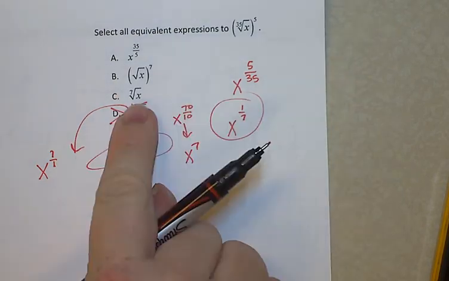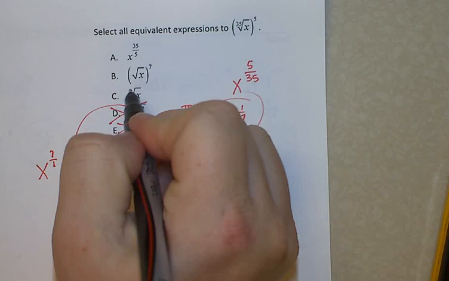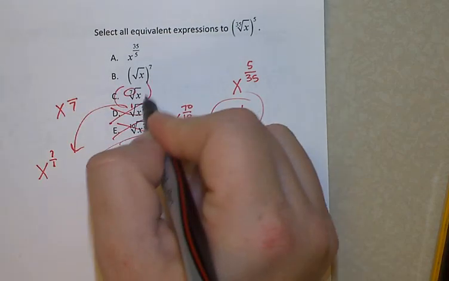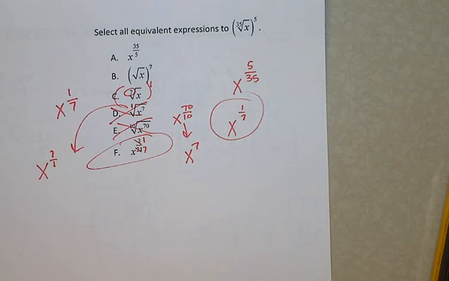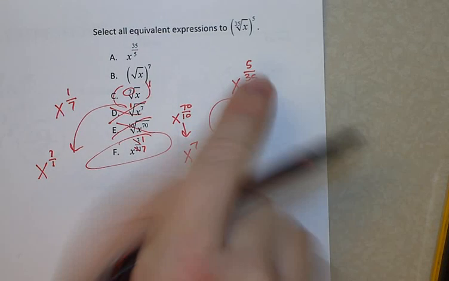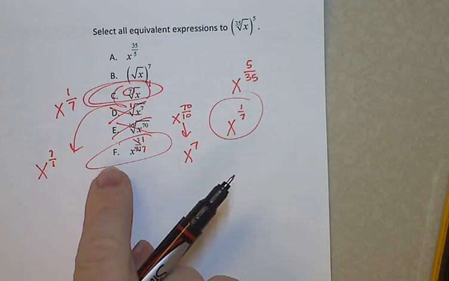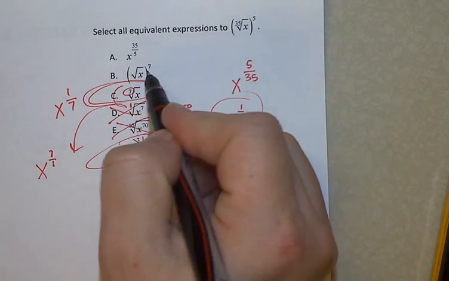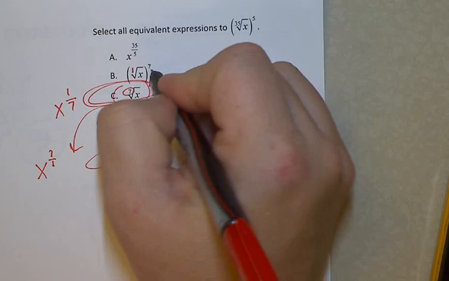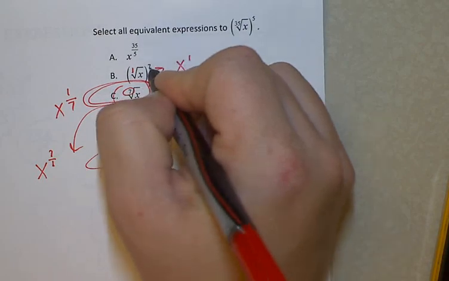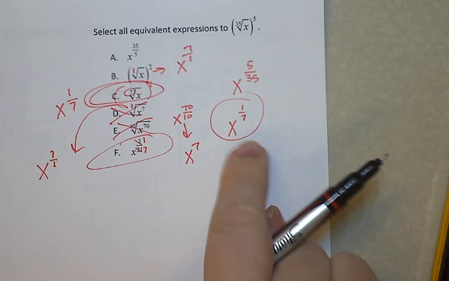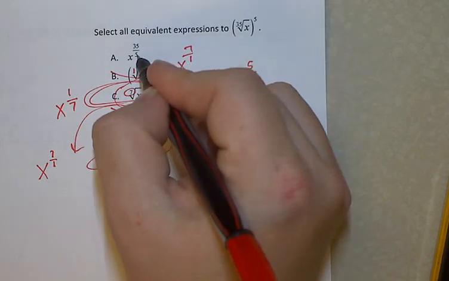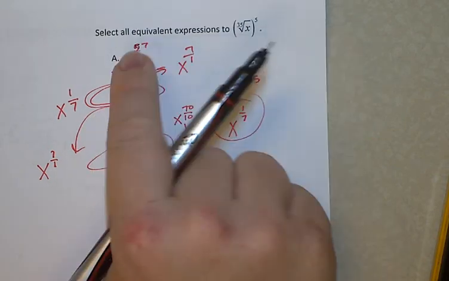Here the nth root is 7. It goes on the bottom, and the hidden 1 outside goes on top. So this is equivalent to this. So right now I have option F and option C that are equivalent to this. Again, nth root is a 1. That goes on the bottom, outside is a 7. 7 is not the same as 1/7. 35 divided by 5 is 7. X to the 7th is not the same as 1/7.